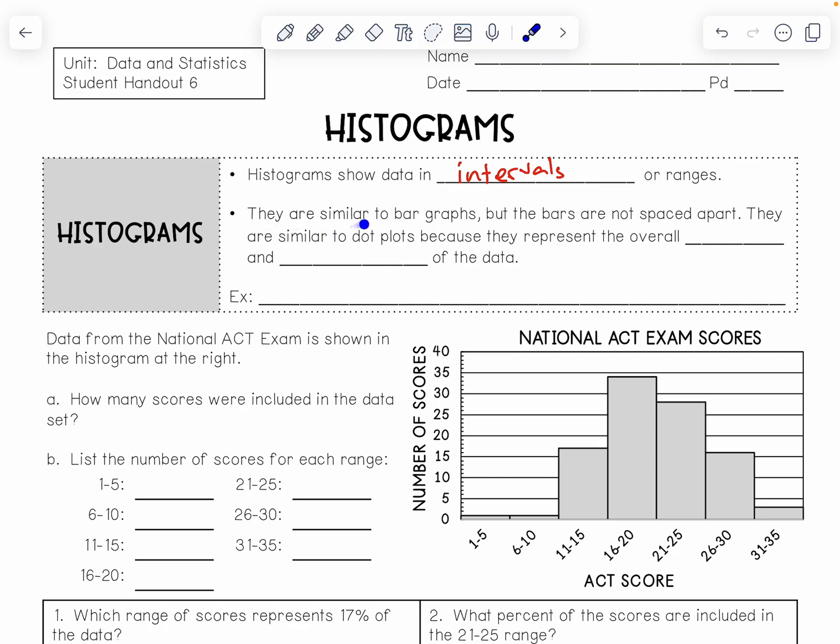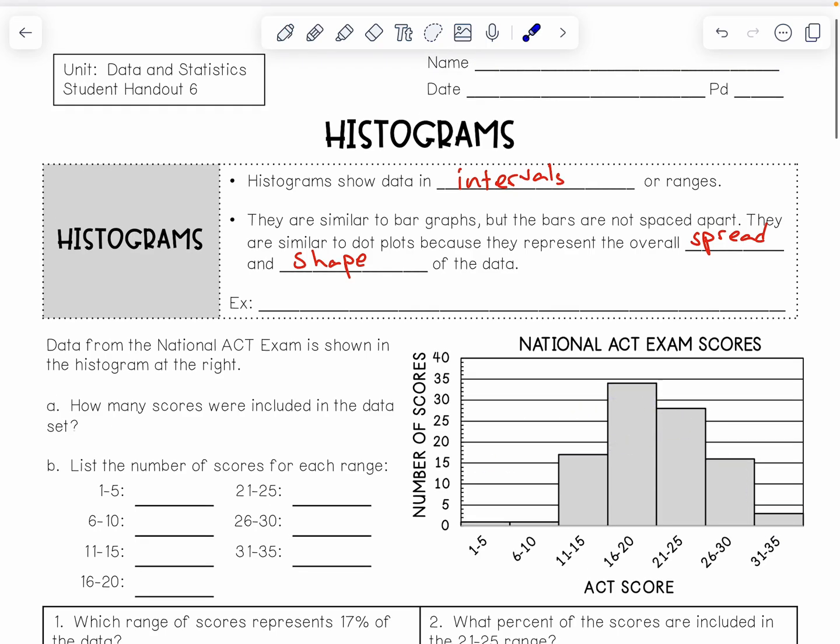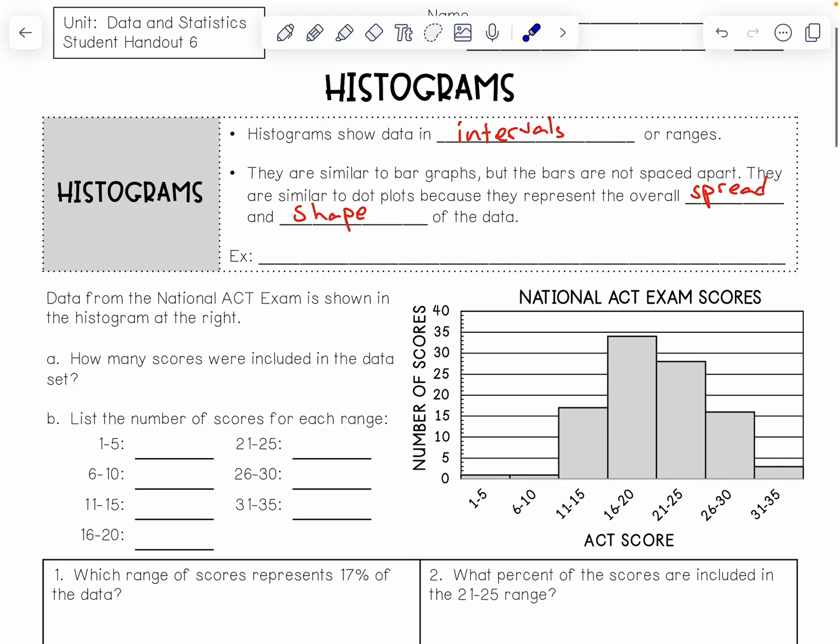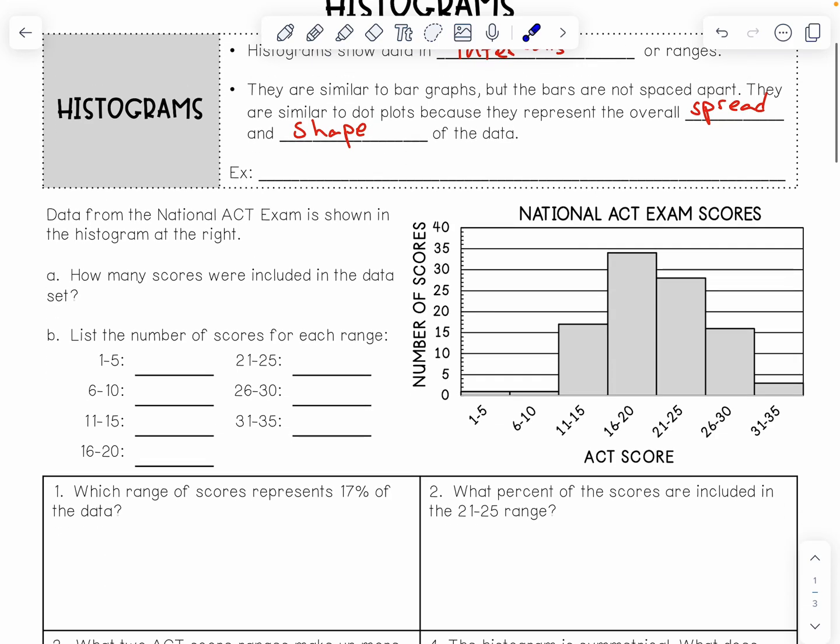So histograms are similar to bar graphs, but the bars are not spaced apart. They are similar to dot plots because they represent the overall spread and shape of the data. So, like dot plots, you can look at the spread and shape, which is easier than looking at a series of 50 or 100 numbers. You can see certain patterns that you can't see when you're just looking at a bunch of numbers.